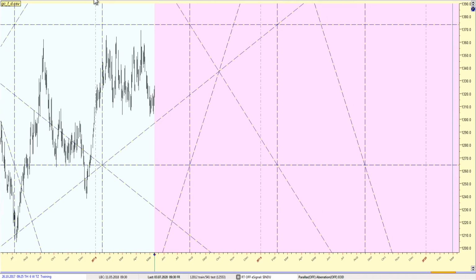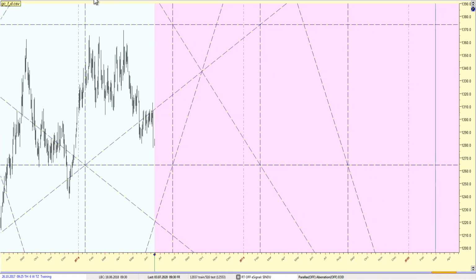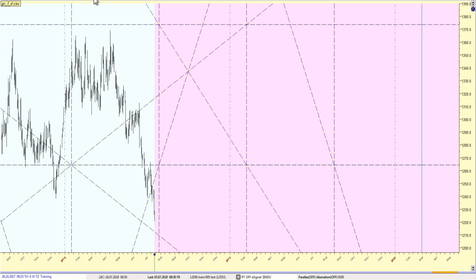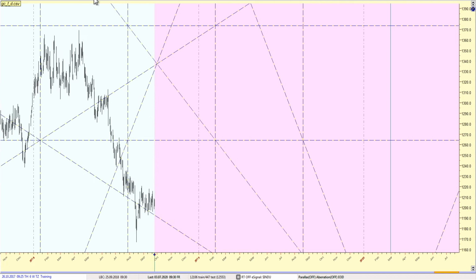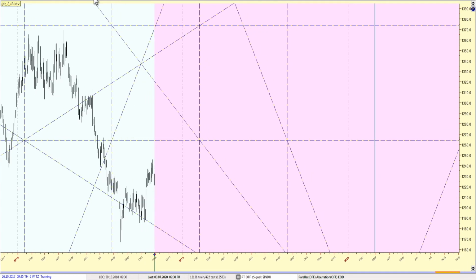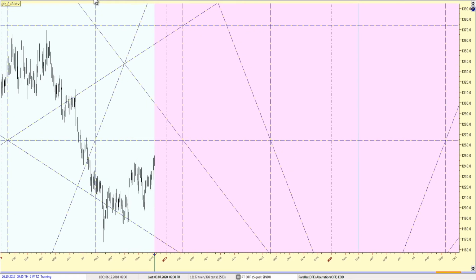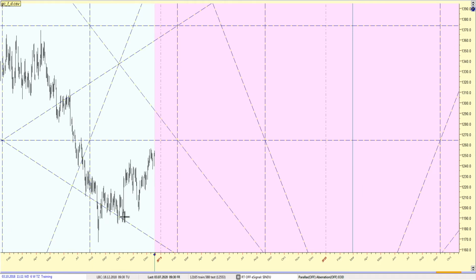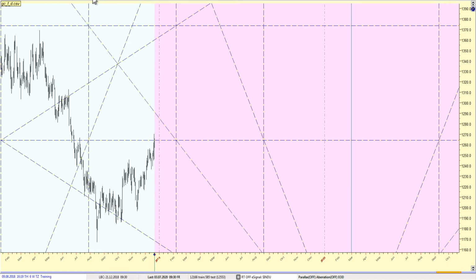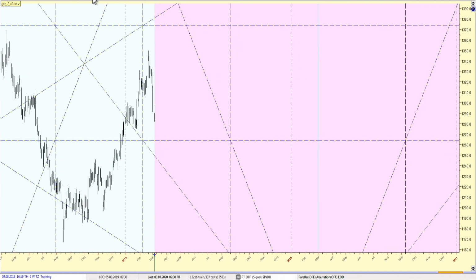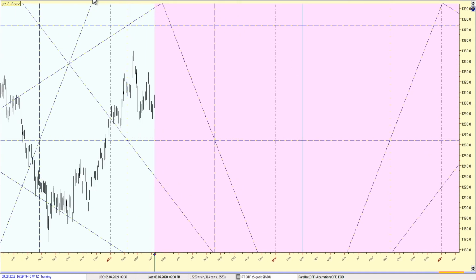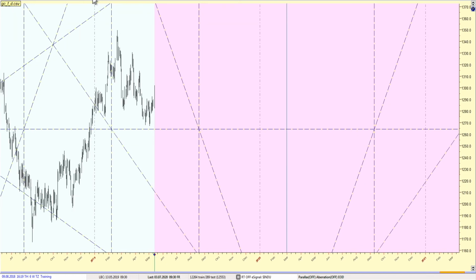Chopping back and forth. Trying to hold that angle, fail. Try to hold that angle, fail. Sold off really strong. It's finding support right here at an angle. No man's land, what I call.